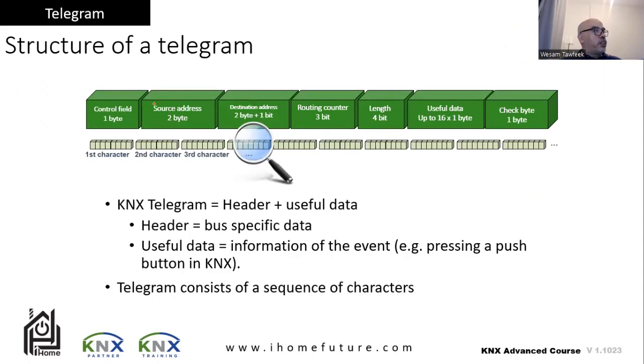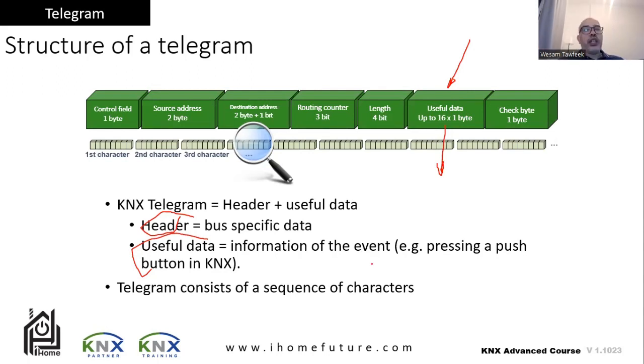What is the structure of Telegram? As you can see, a lot of fields. We'll discuss most of the fields today in detail. However, it's a header and useful data. The header is mostly a lot of data, and this part contains the useful data, and you can see it's maximum 16 bytes. Useful data, by the way, is the information I'm sending depending on the action.